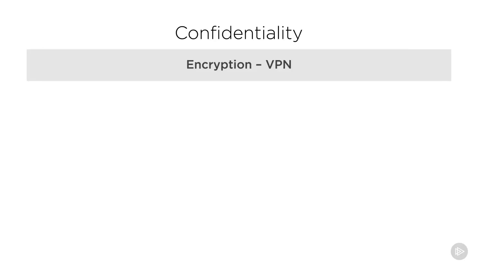Let's start out by talking about confidentiality. A lot of times, the term that we hear here is encryption. And when we talk about encryption, what we're talking about is the ability to hide or privatize our data. Sometimes we'll use the term VPN here, virtual private network. And again, the idea is keeping this stuff private.